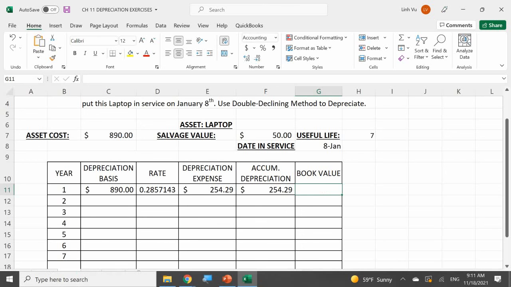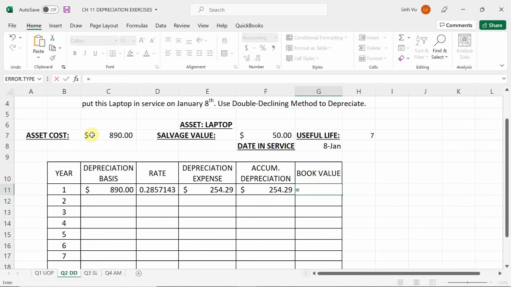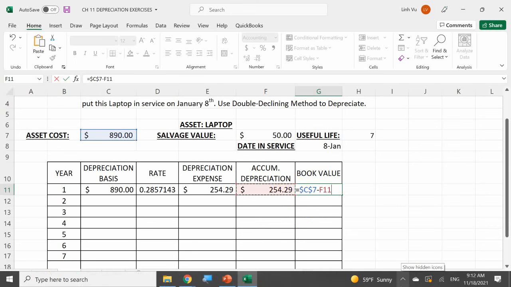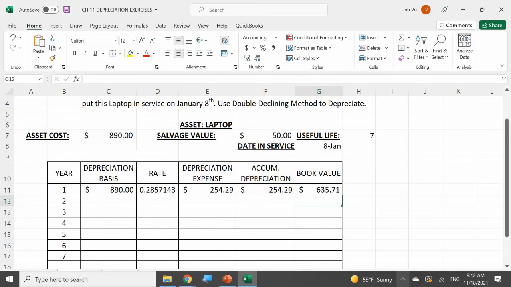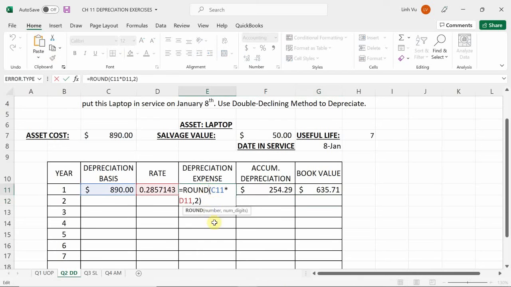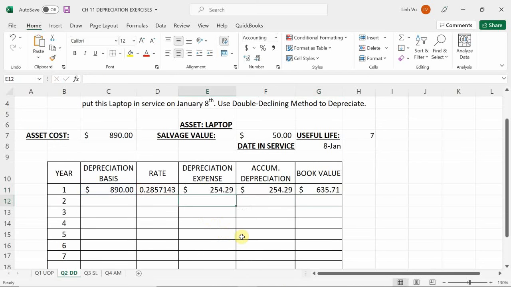Thank you. So then, how do I solve for my book value here? The asset cost minus accumulated depreciation. Yes, so in this case, you need to remember it's going to be the asset cost of 890 minus my accumulated depreciation, which gives me 635.71. In this case, I use equal round, so that means my numbers are already rounded.